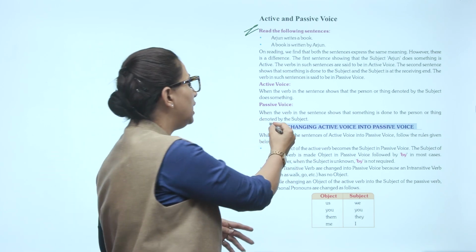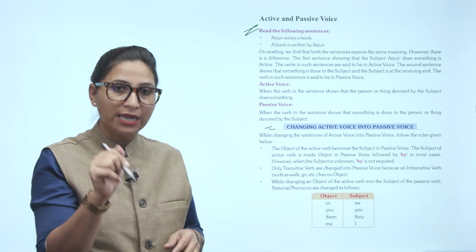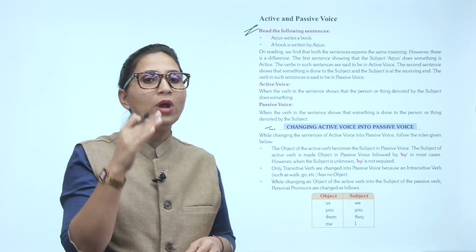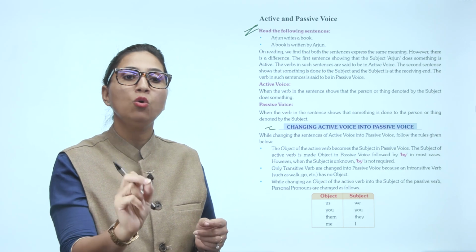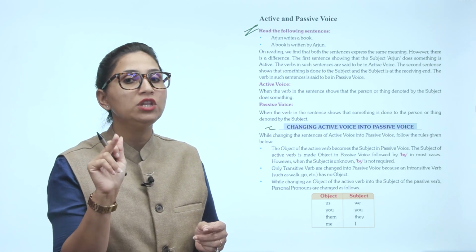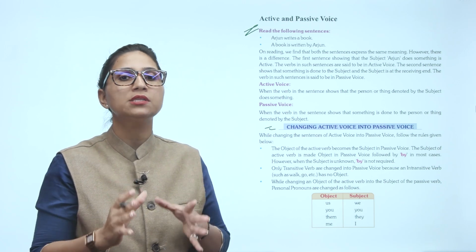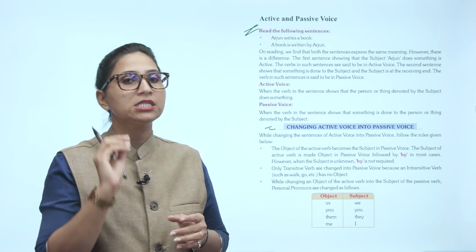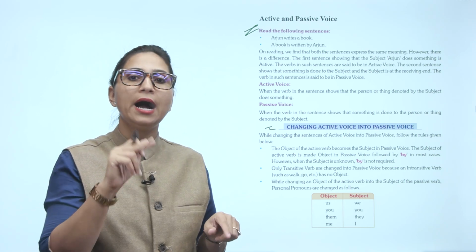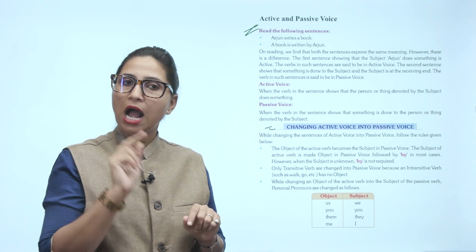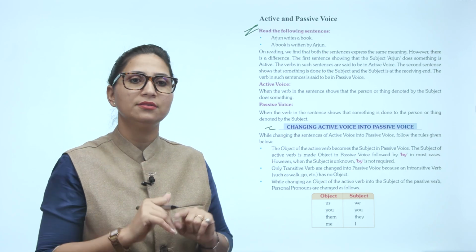You have to learn about the changing procedure. How can you change active voice into passive voice? While changing the sentences of active voice into passive voice, follow the rules given below. So you have to follow these rules. The first rule is the object of the active verb becomes the subject in passive voice. The subject of the active verb is made object in passive voice, followed by "by" in most cases. However, when the subject is unknown, "by" is not required.